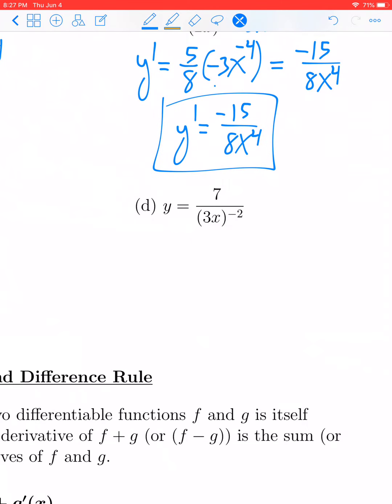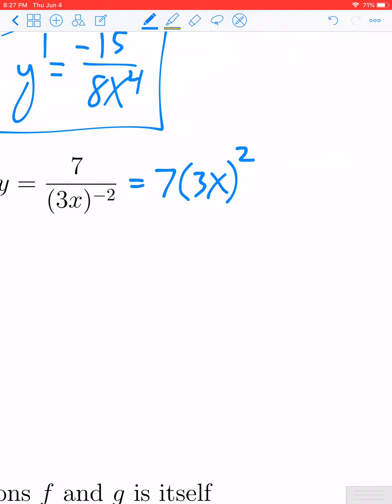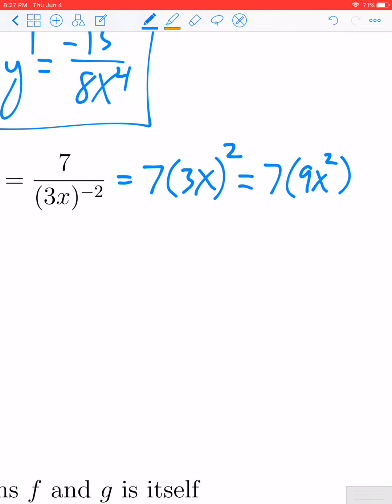Let's take a look at part D. In part D, the entire denominator is being raised to the negative 2nd power. So we can remove that, get that entire expression out of the denominator, move it into the numerator, and now that will change the exponent to be a positive 2. If we take 3x and square that, that's going to produce 9x squared. And then we can multiply the 7 and the 9 to get 63x squared.